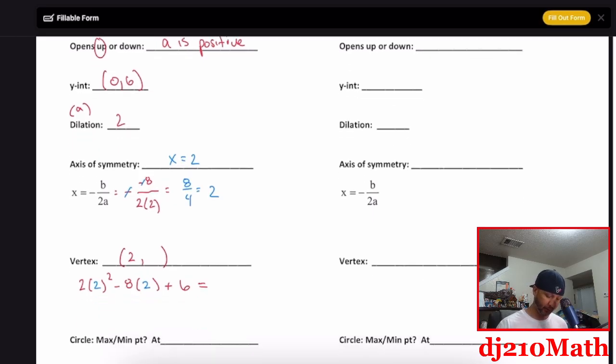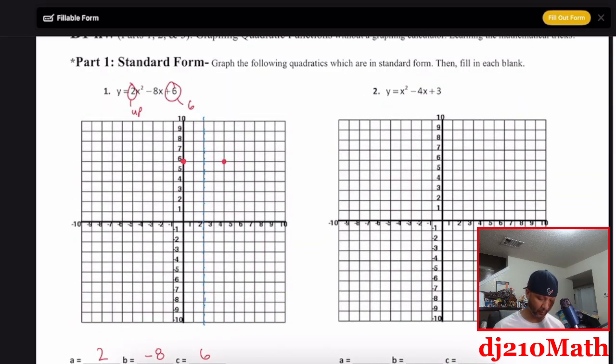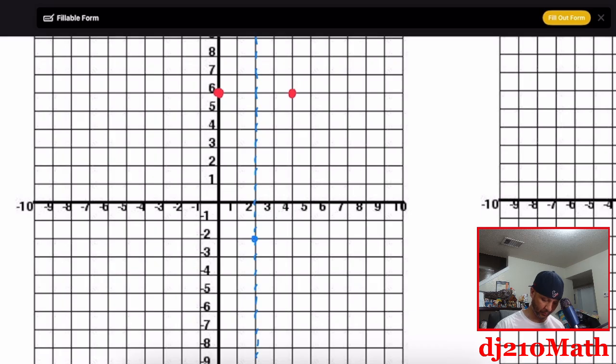2 squared is 4 times 2 is 8. 8 times 2 is 16 plus 6. So 8 take away 16 is -8. -8 plus 6 is -2. So that means the y value is -2. When x is 2, y is -2. There's the vertex. And we know that it opens up, it goes towards the points.